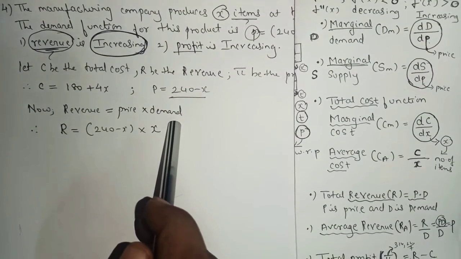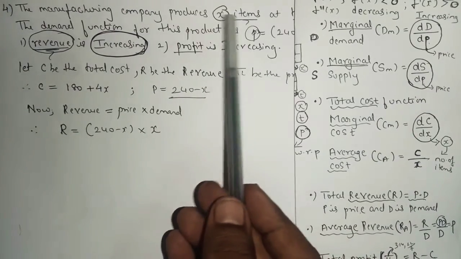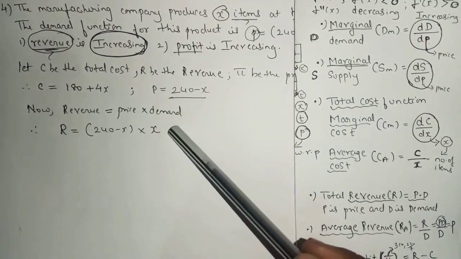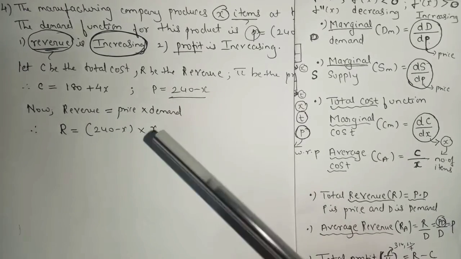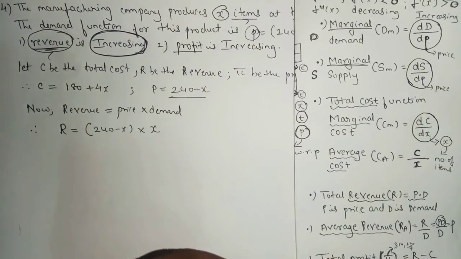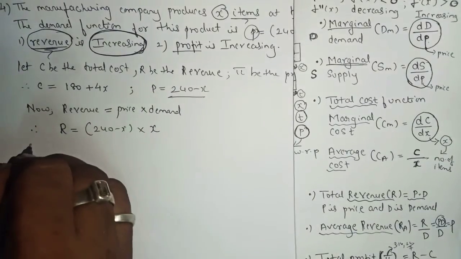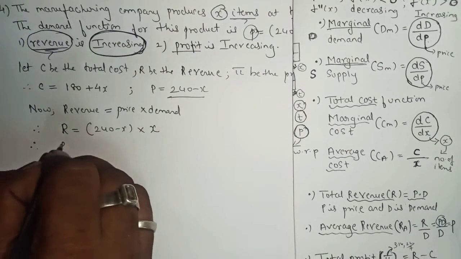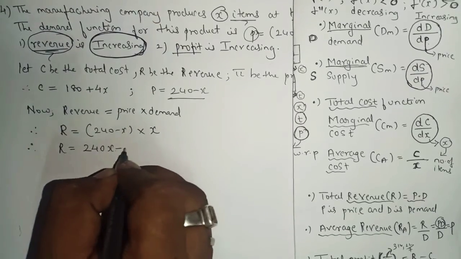The manufacturer company produces how many articles? If we don't know how many items they are producing, we don't know how much demand of those articles we have to make. So here the demand will be x. So your demand will take x. So R will be equal to, bracket open, 240 minus x, times x, which gives 240x minus x squared.